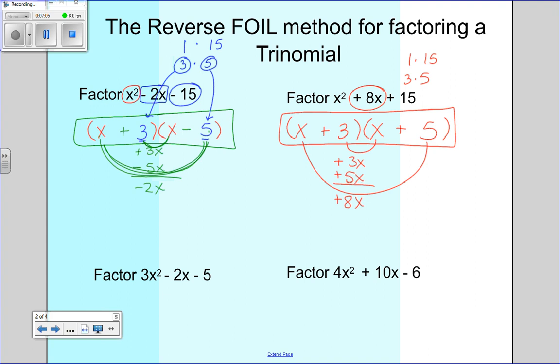Okay, now let's do factoring 3x squared minus 2x minus 5. Now on this one, I'm going to multiply 3x times x to get our 3x squared. That's the first step that we need to do.